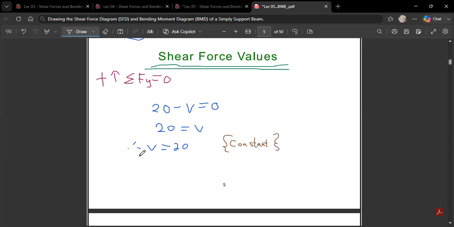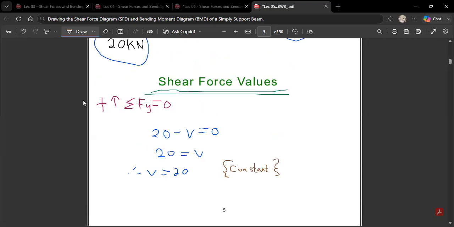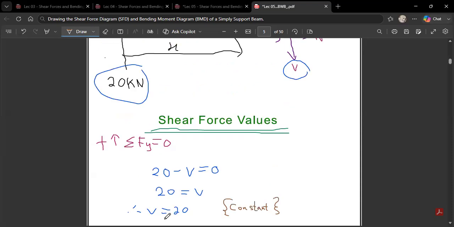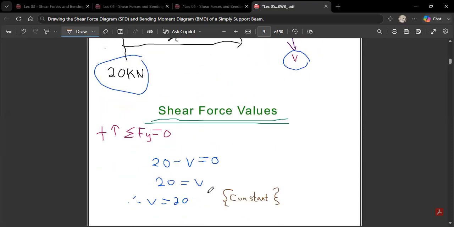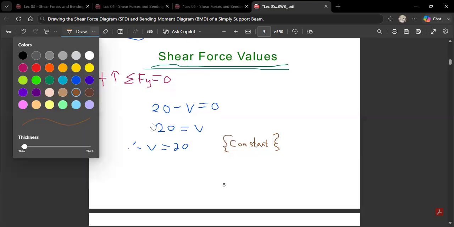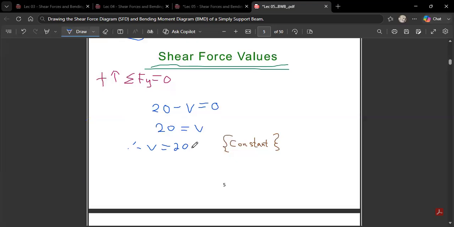Then from there, we can now simplify. That is, at x equals 0, our shear force at A is equal to 20 kilonewton. What I mean is that now we know that our shear force is 20 kilonewton. Failure to write the unit can cause you to be penalized, so let me write it. Kilonewton.